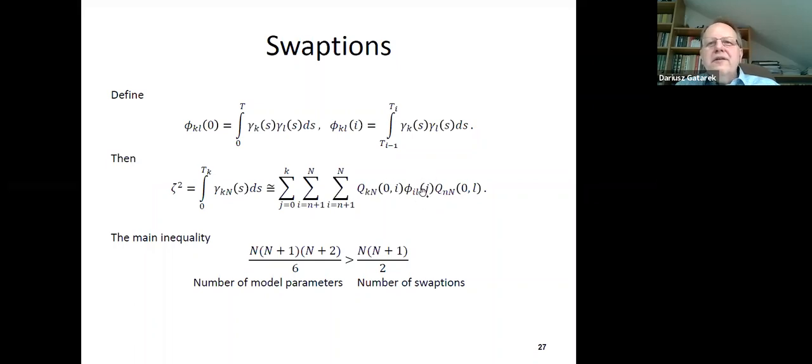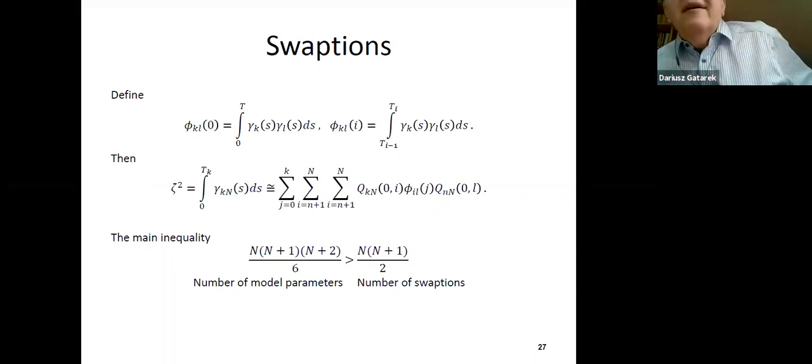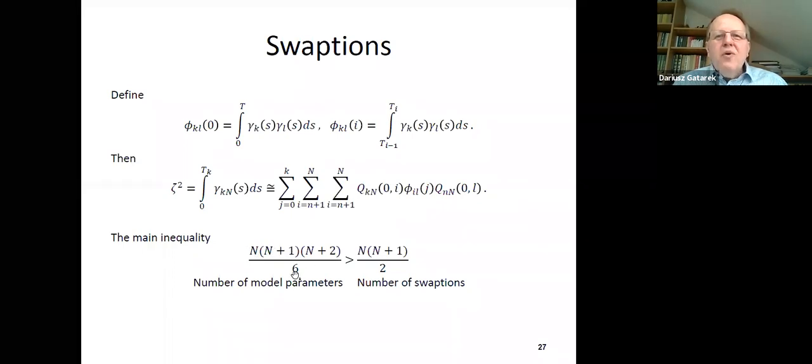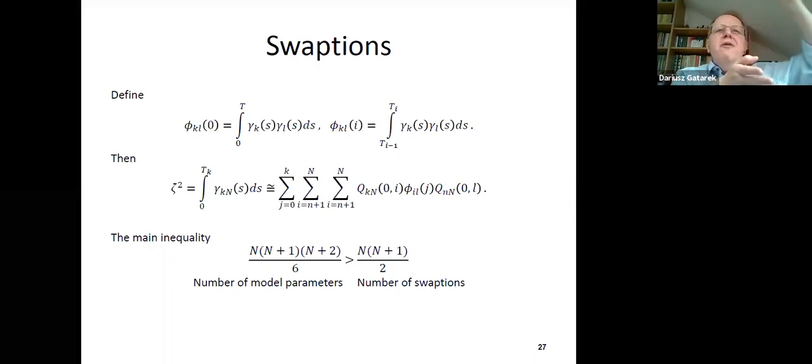So these are functions of the discrete parameters. And we've got a very interesting inequality down here, because we've got n times (n+1) times (n+2) over 6 parameters, but only n times (n+1) over 2 quoted swaptions. Yes, because swaptions are quoted on half of a matrix, and these model parameters are half of a cube, more or less. Would anyone comment on that?